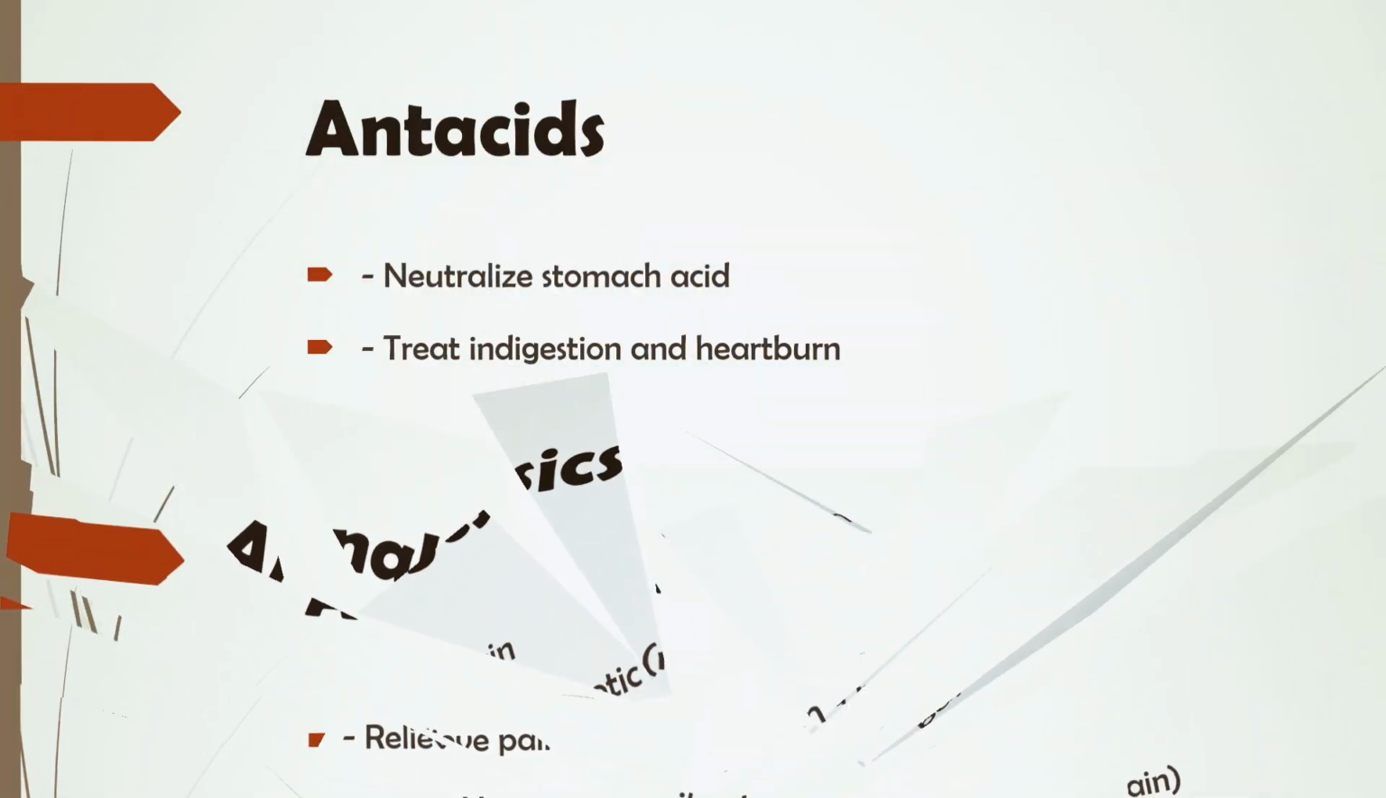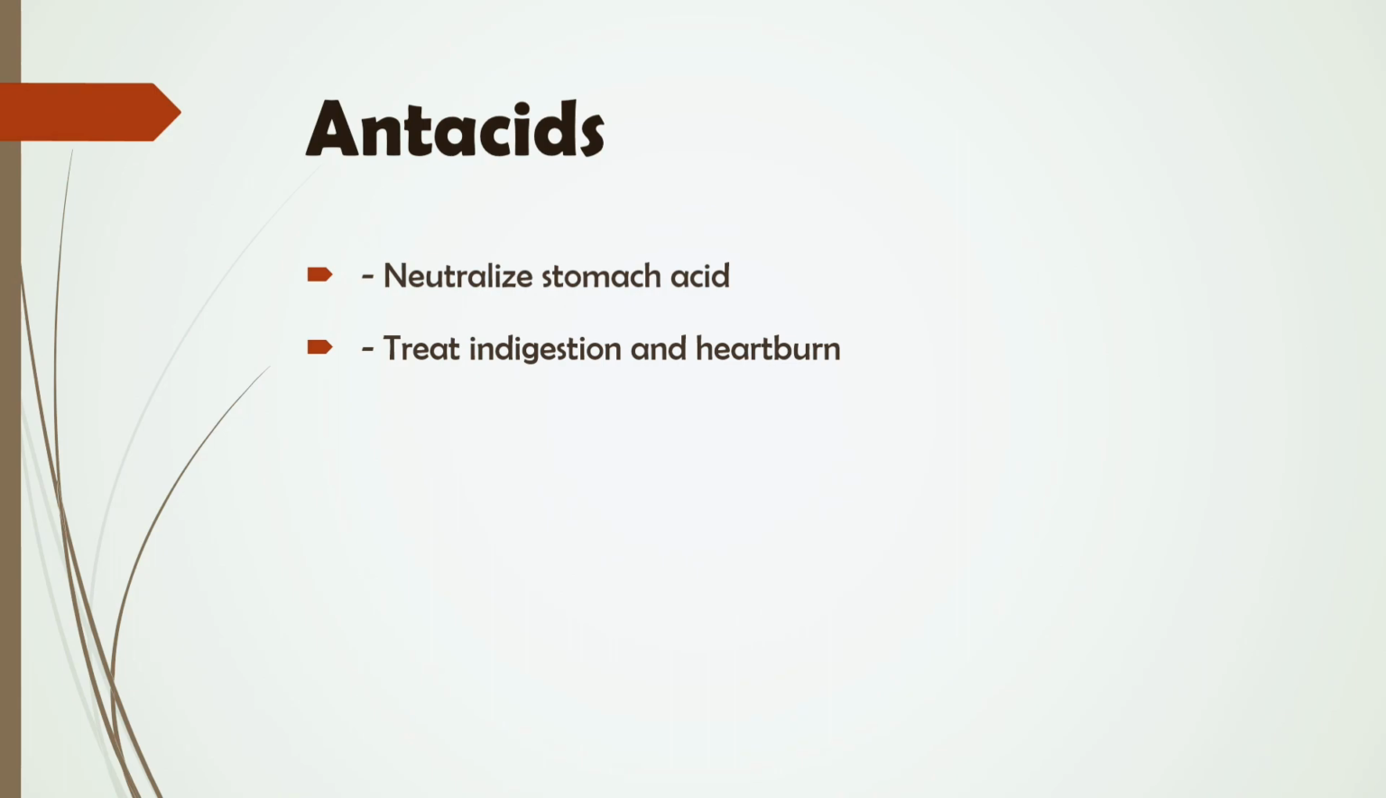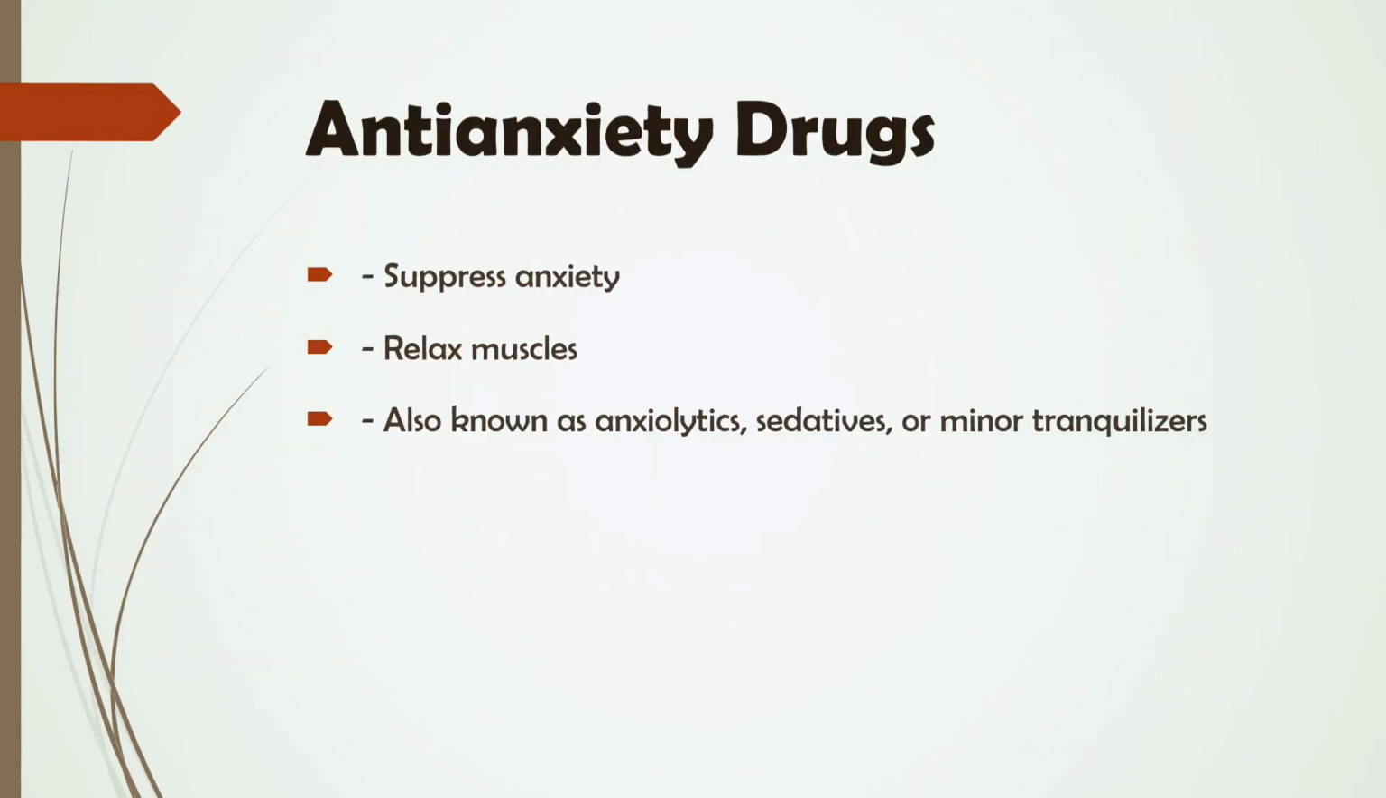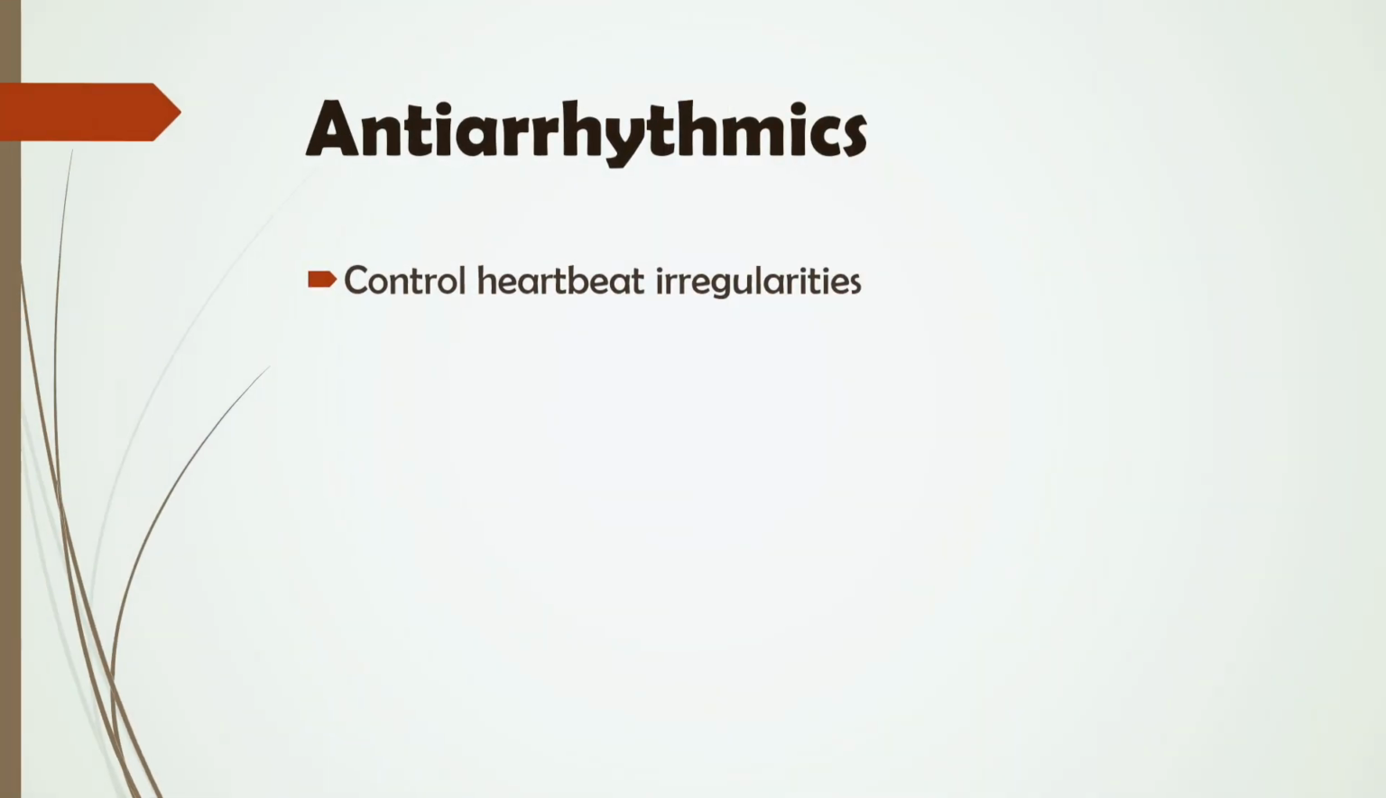Next drug category we have antacids. These antacids are used for neutralizing stomach acid and to treat indigestion and heartburn. Anti-anxiety drugs. These drugs suppress anxiety, relax muscles, and are also known as anxiolytics, sedatives, or minor tranquilizers. Next, we have antiarrhythmics. This drug category is used to control heartbeat irregularities.